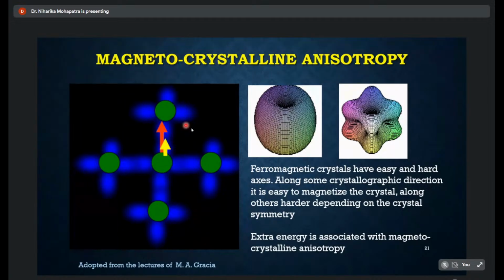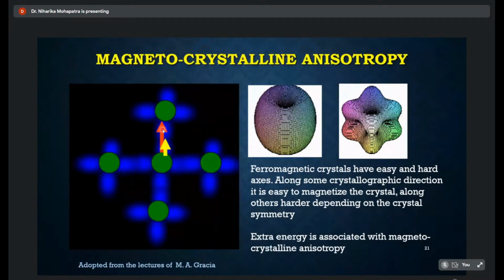So what is the cause of this? The cause is that there are some orbitals, and then there are spins. The origin is spin orbit interaction. This particular anisotropy also plays an important role in deciding the direction of the easy direction of the magnetization.